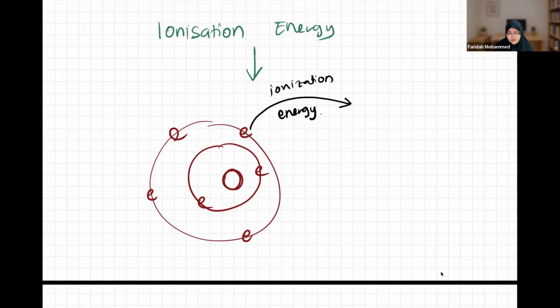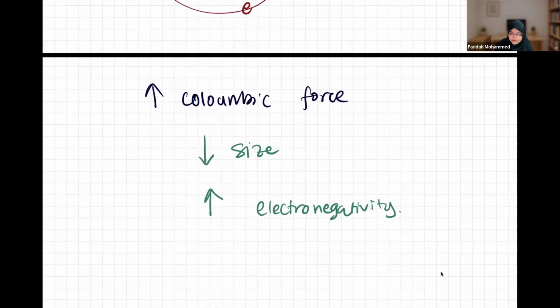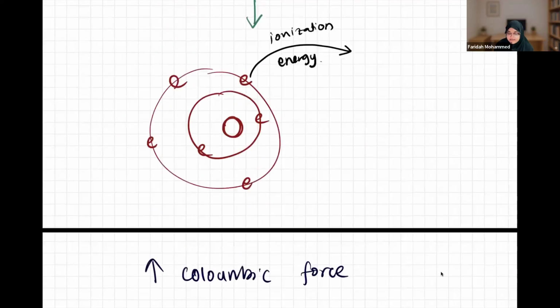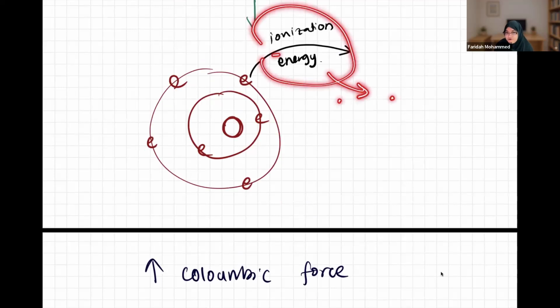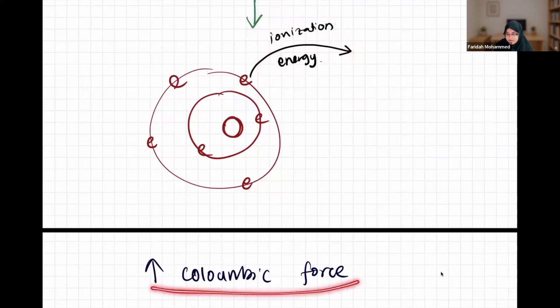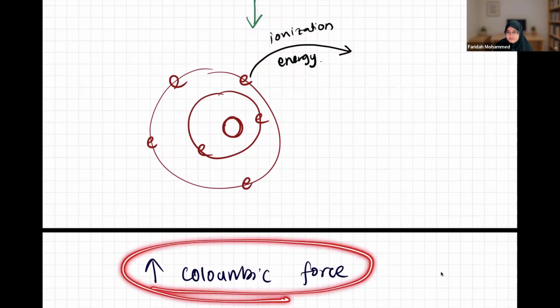So yes, they are correlated because they all come down to Coulombic force, but you cannot explain ionization energy based off atomic radius or electronegativity. You always have to explain it based on the Coulombic force. Does it answer your question? Yeah, it does. Thank you.